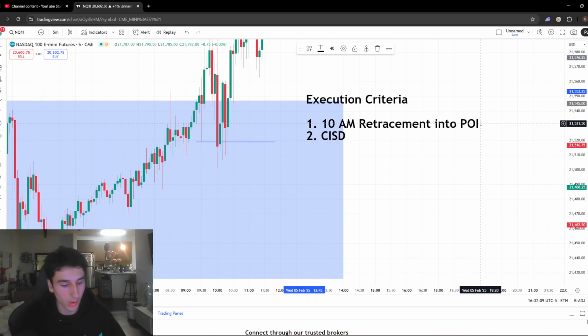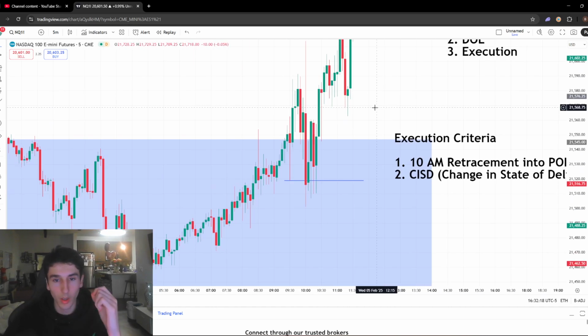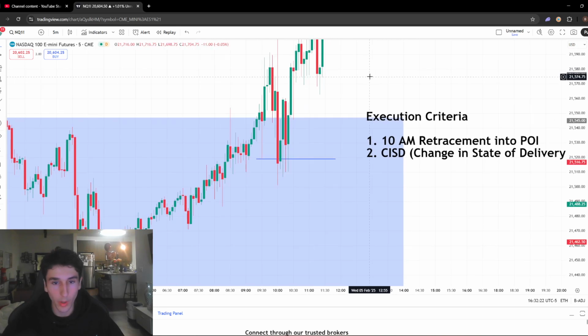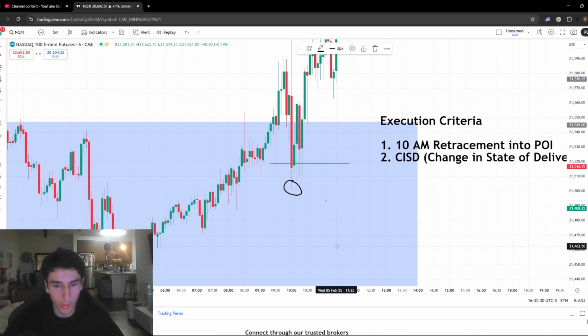So change in state of delivery, change in state of delivery. Basically, in this case, we're on the 5-minute time frame. We're looking for the lowest low that was put in, right? So in this case, it's right here. This is the lowest low that's been put in, right?